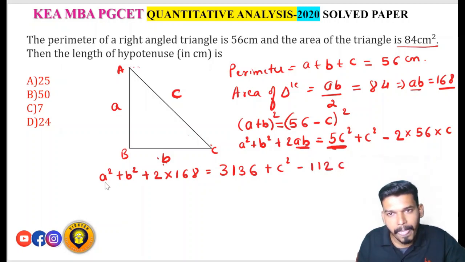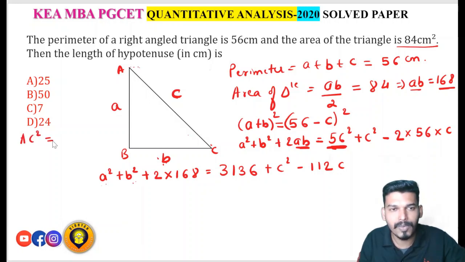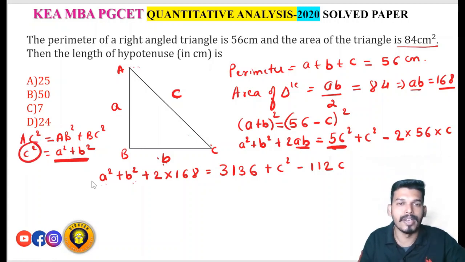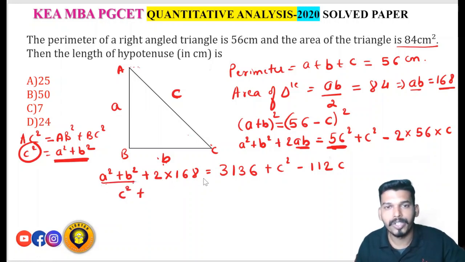So now a plus b the whole square, a square plus b square. What is a square plus b square? If you look at this triangle, AC is the hypotenuse. Hypotenuse means you will remember one formula, the Pythagoras theorem. In Pythagoras theorem, hypotenuse square is equal to the sum of the squares of the other two sides. AC square is equal to AB square plus BC square, that is c square is equal to a square plus b square. So a square plus b square you can replace by c square. Therefore here a plus b the whole square is c square plus 2 into 168. 2 into 168 is how much? 8 2s are 16.